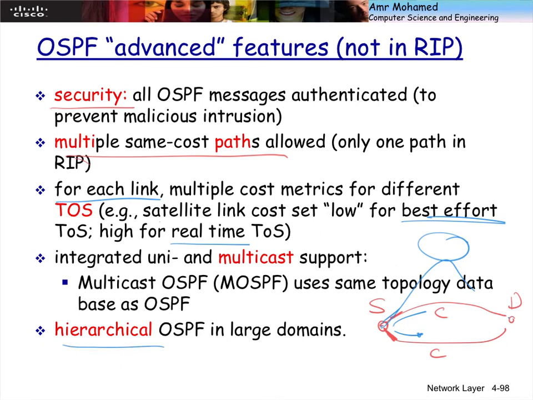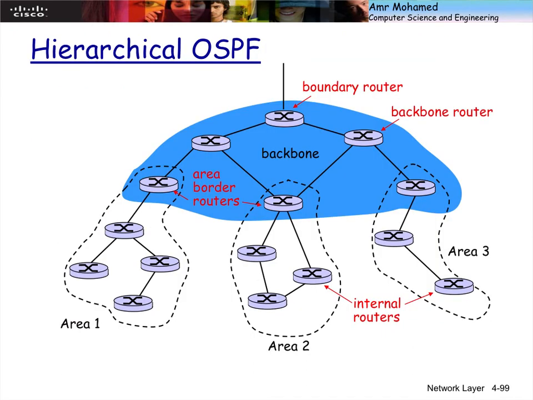In addition to that, we have what we call hierarchical OSPF. Hierarchical OSPF, not hierarchical routing. OSPF is an interior routing protocol, which works inside one autonomous system. So inside one autonomous system, we have hierarchical OSPF. Okay, why is this?